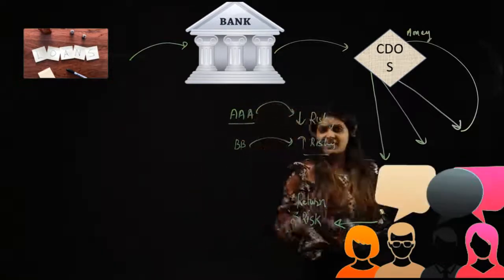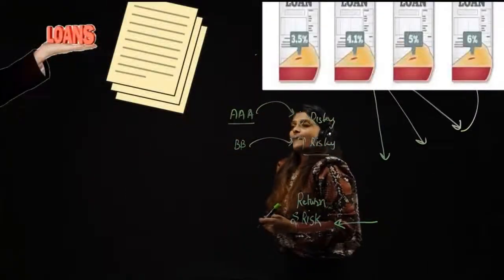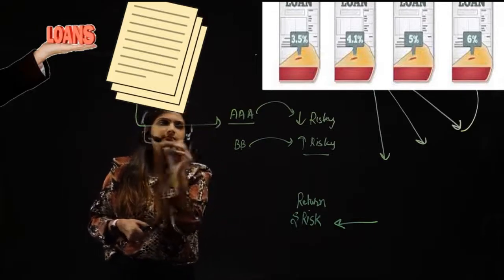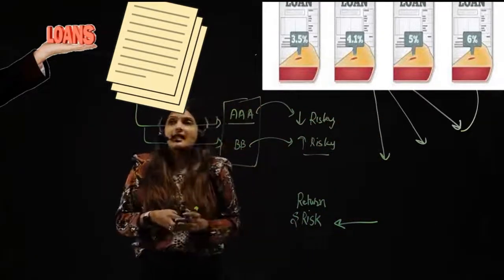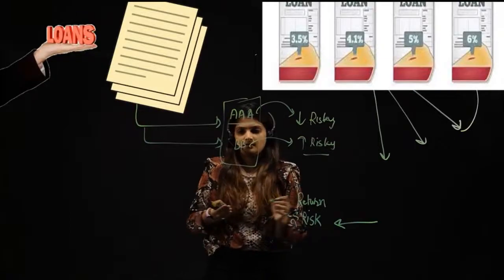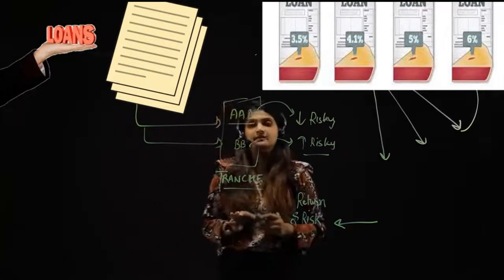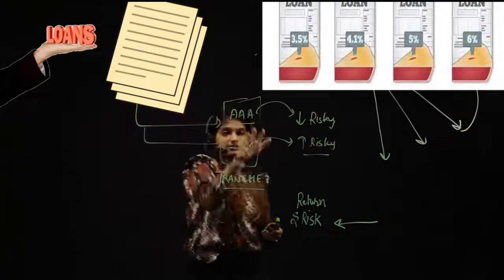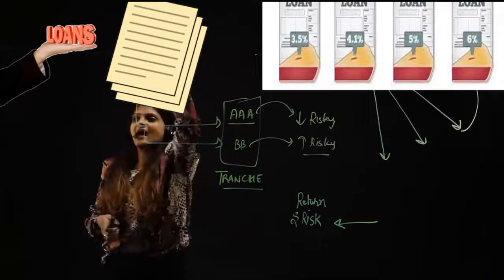So now the investor will assess the risk and return level, and accordingly the investor will decide whether he wants to invest or not. The loans which were given by the bank could be of different credit ratings: AAA, AA, or B ratings. So what an investment bank will do is divide the complete loan amount into different tranches. A tranche is basically a category. So the loan is divided into different categories according to the risk and the return level.